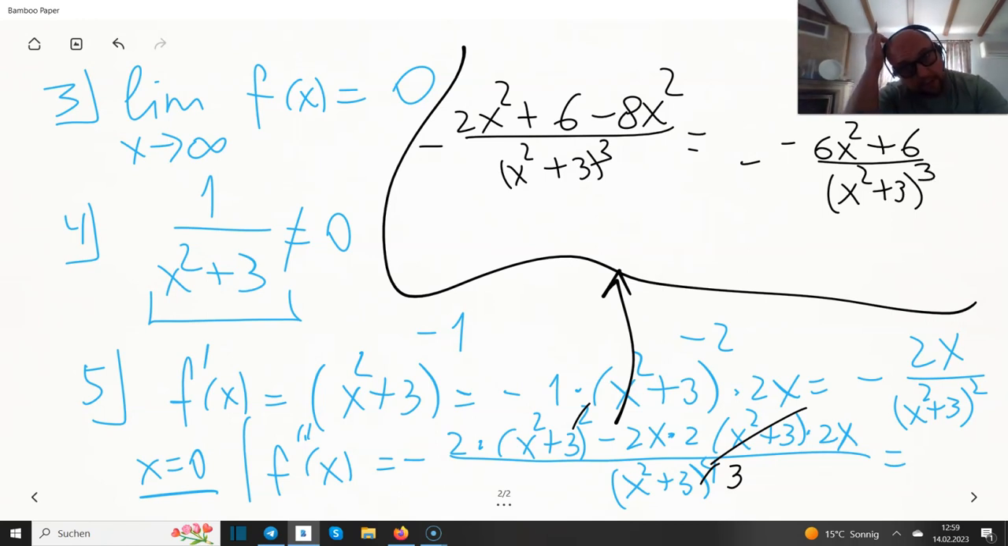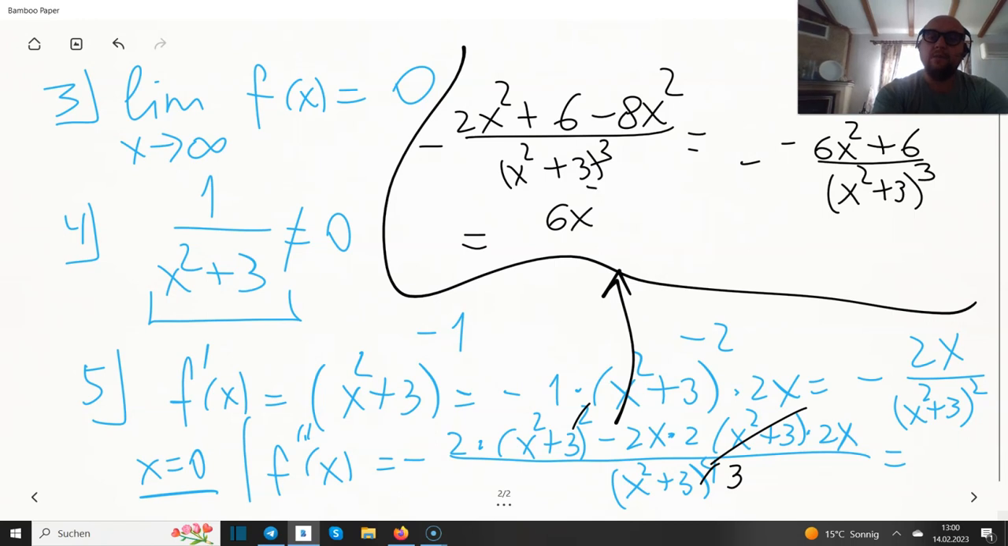Can I do something? Well, I could at least get rid of the minus, right? This is just 6x squared minus 6 divided over x squared plus 3 cubed. All right, there we go. Okay, so this is the second derivative.